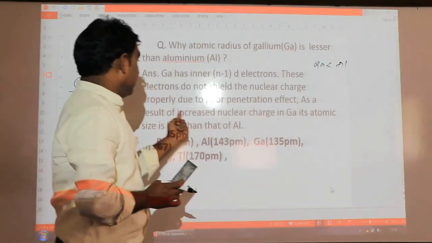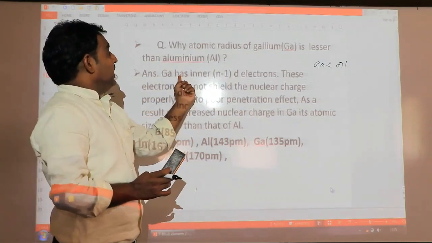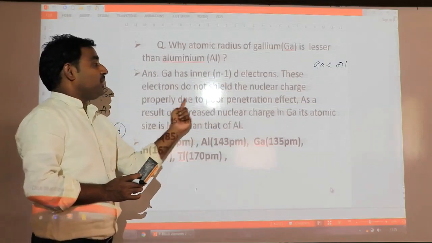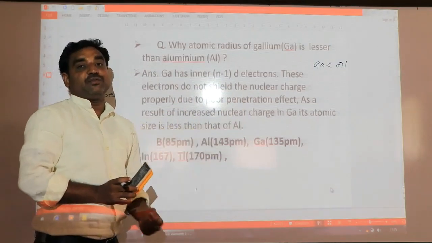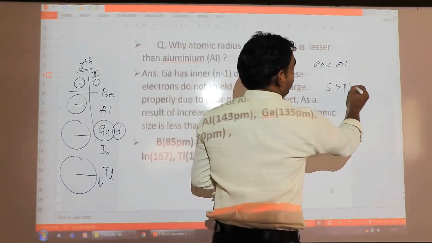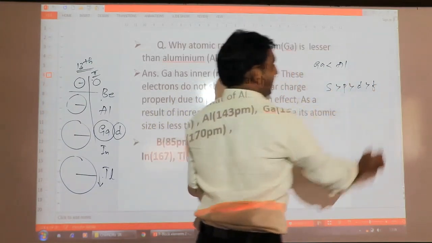Aluminium, that we have written here. So the inner d electrons do not shield the nuclear charge properly due to poor penetration effect. Penetration effect in the sense of removal of electron, that is s orbital, p orbital, d orbital, f orbital will be there.